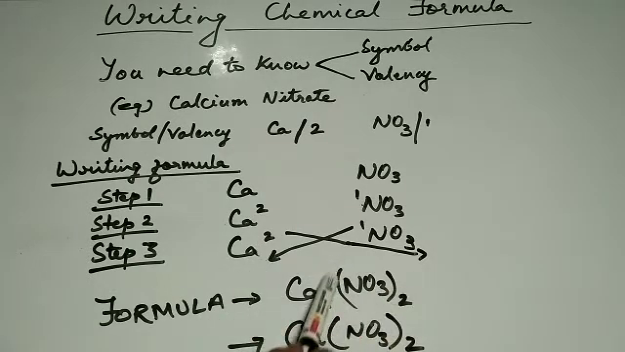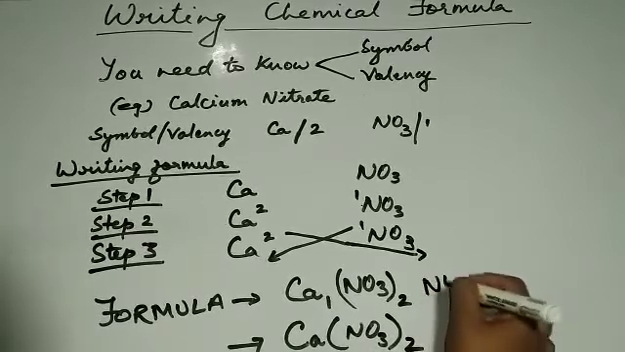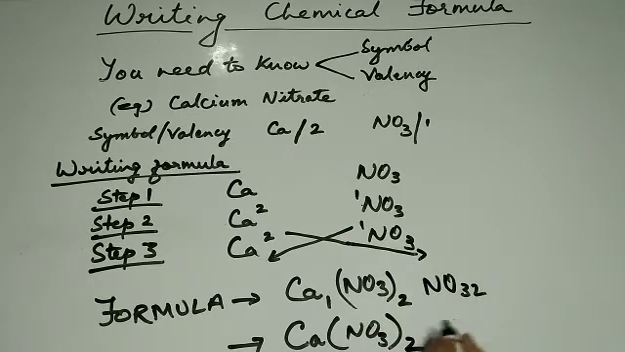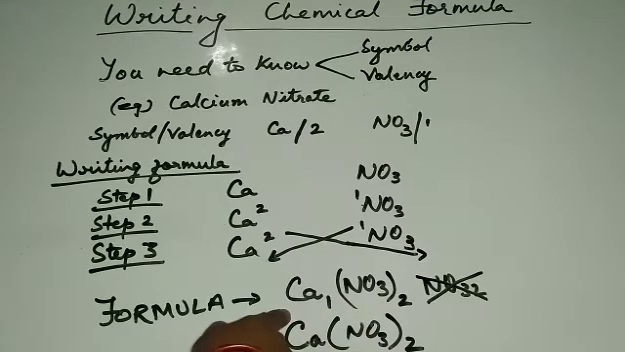Now we need to put NO3 inside the bracket, otherwise this is going to become NO32. If we don't have the bracket it is going to be written as NO32, which is wrong. So it has to be put inside the bracket with 2. 1 we don't write because the symbol itself means 1 atom, so the formula becomes Ca(NO3) whole twice.